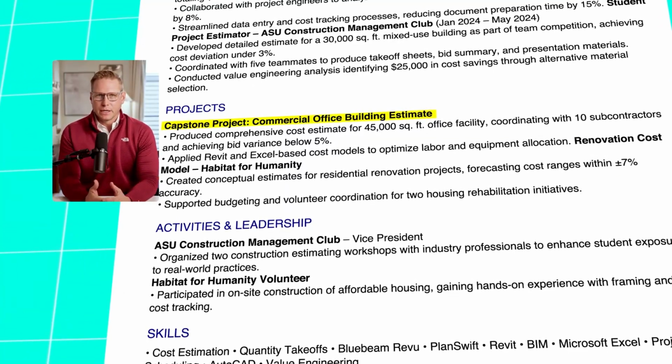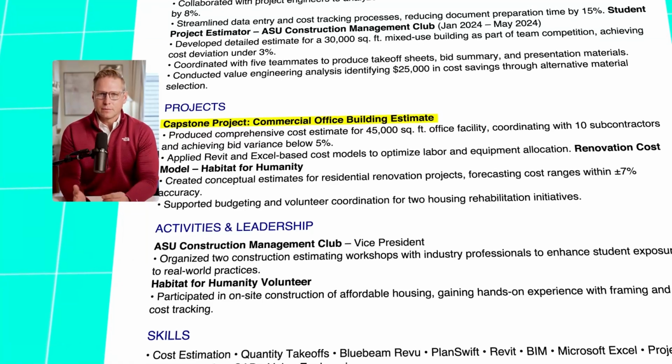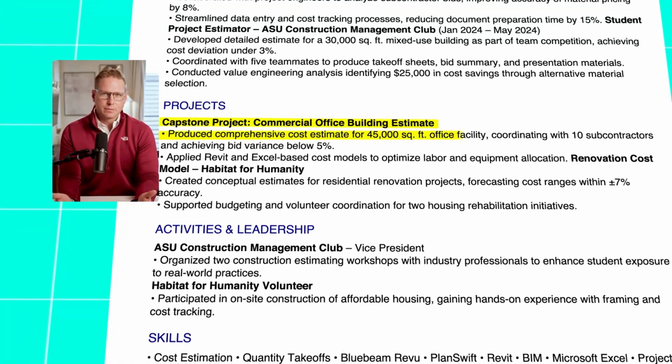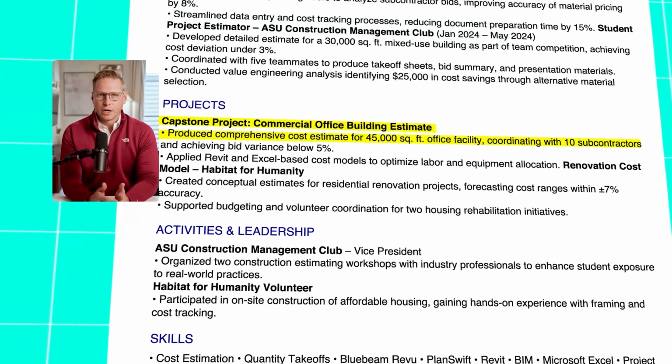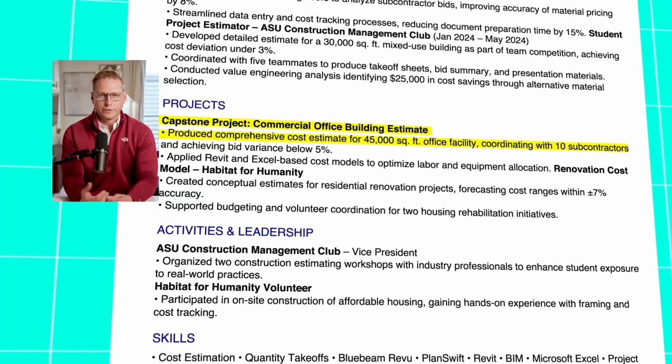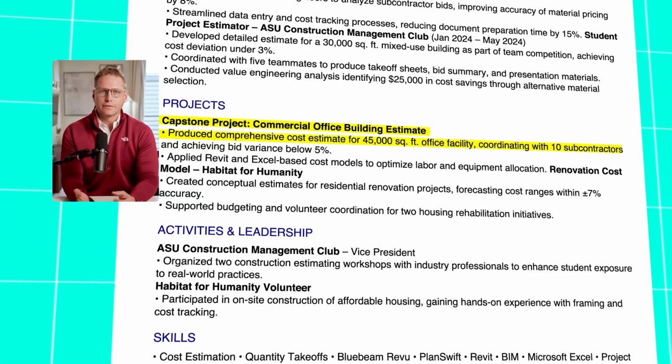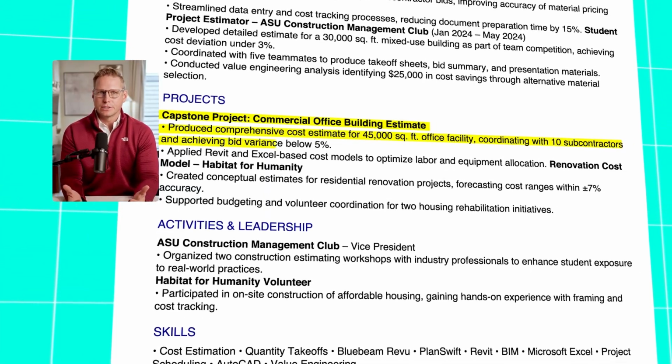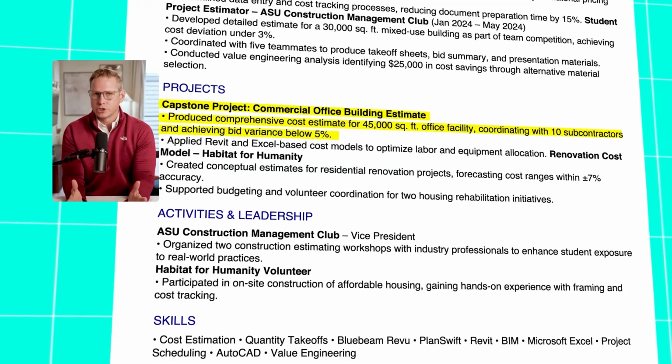Instead of writing something like "commercial office estimate," write something like "I developed a detailed estimate for a 50,000 square foot office building, coordinating with 12 different subcontractors and identified $75,000 in cost savings through value engineering efforts."